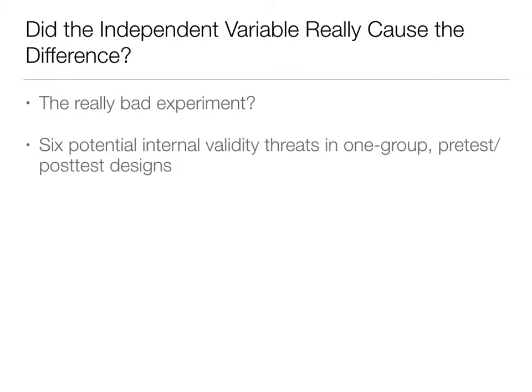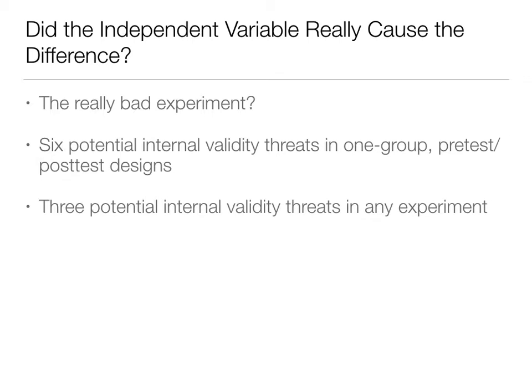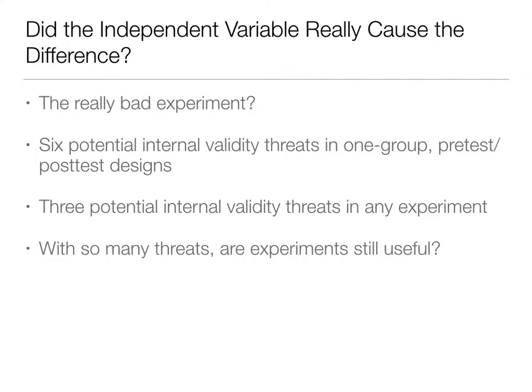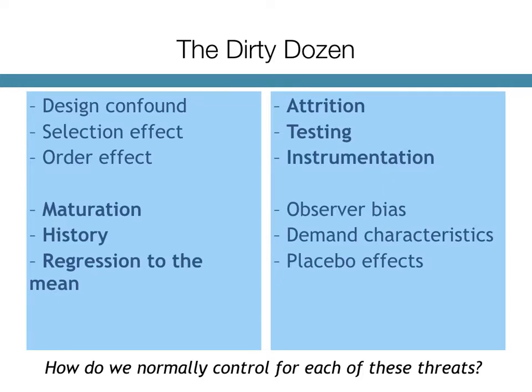But the problem is, did the independent variable really cause that difference? Was it the sugar-free diet? Was it the therapy? There are 6 potential threats to internal validity in this one group pre-test, post-test design, and 3 potential internal validity threats in any experiment. So we're up to 9 now. With so many threats, are these still useful? We'll also talk about another 3 effects as well. So we have the dirty dozen, your book calls it, of internal validity threats.